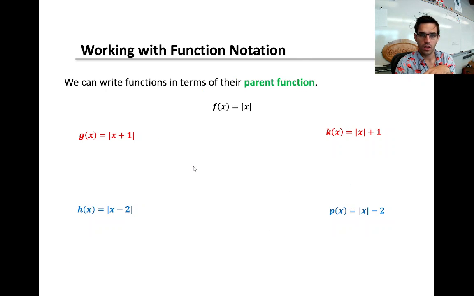Okay. All right, we just looked at 4 different examples of transformations that are translations of our parent function, the absolute value. So g of x and h of x are both horizontal translations. K of x and p of x are both vertical translations. G of x is going to be 1 unit to the left. H of x is 2 units to the right. K of x is 1 unit up, and p of x is 2 units down. I probably should have written that in here, but I didn't. I'm sorry.